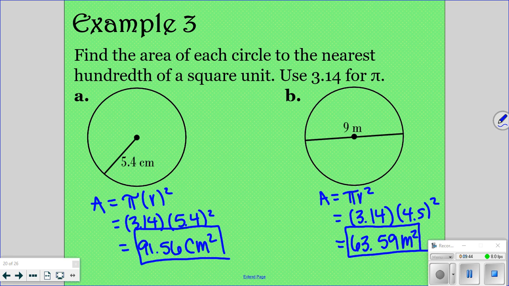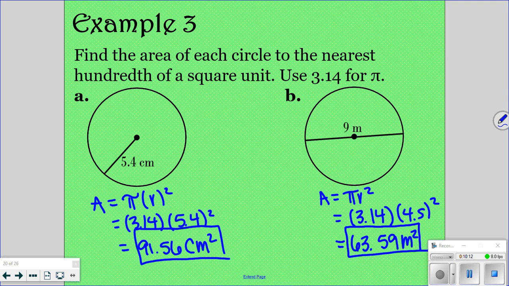If you don't use the 3.14 like it asks you to, and you just use pi, your answer is going to be different than what I have boxed for both of them. And so that's going to be wrong because you need to have the same numbers that I have. So if yours is rounded differently, that means you did not use 3.14, and so it would not be acceptable because you didn't follow the directions.